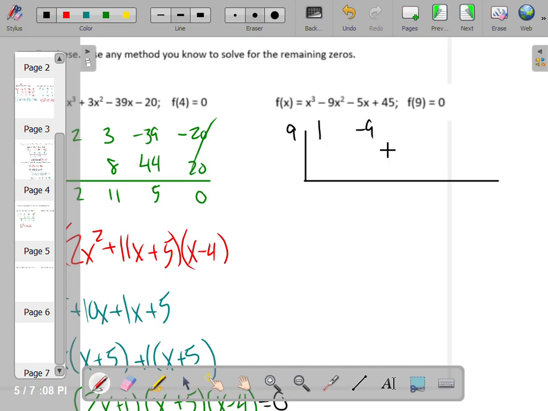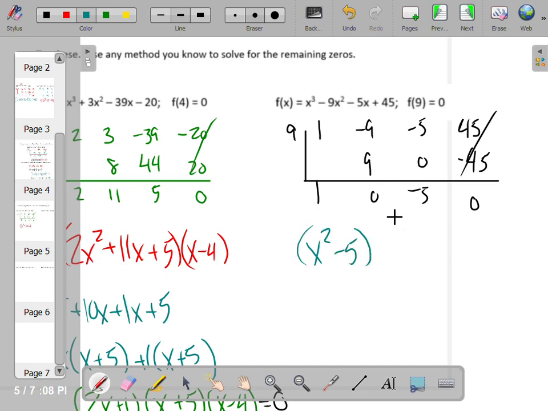1, negative 9, 0, negative 5, 45, and I better get 0. 1, 9, 0, 0, negative 5. 9 times negative 5 is negative 45. Good, we get 0. So now I have x squared minus 5, because there's 0x, and then the other one would be x minus 9.